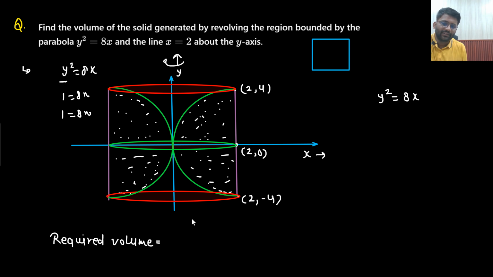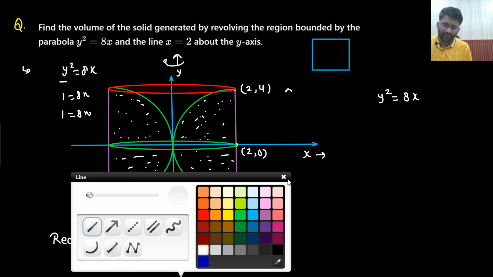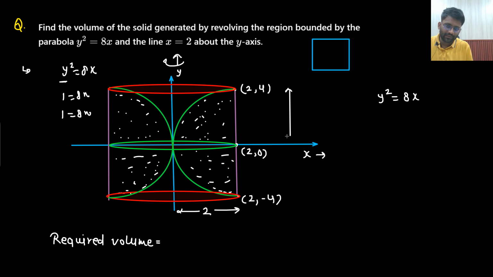What is this radius? This radius is 2. And what is the height this time? Height is 8 this time, right? This radius is 2, height is 8. So what will be the volume? Pi r square h, minus volume v.